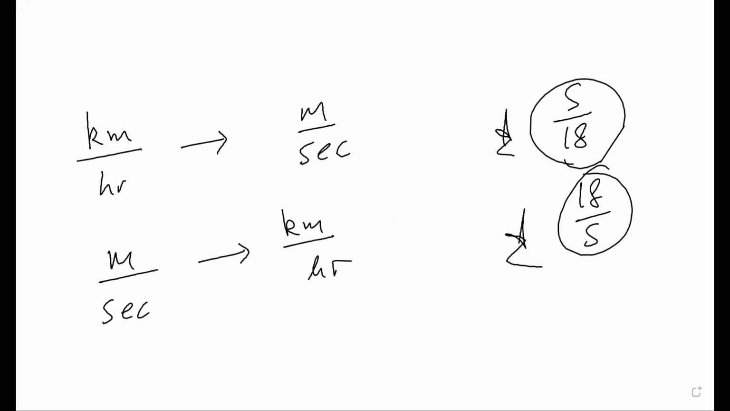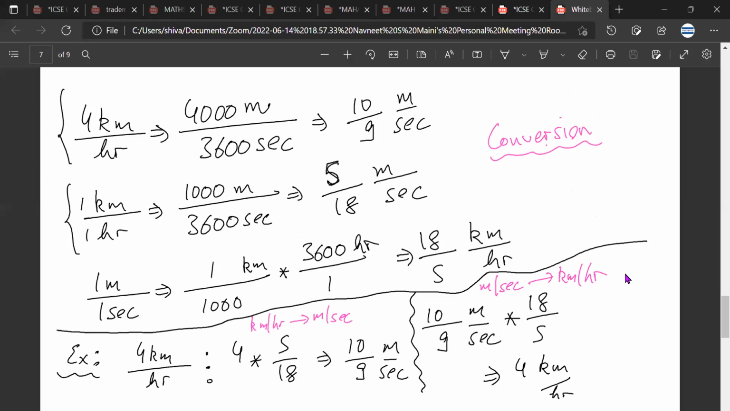The logic is, okay. So this is the logic. So for example, I have to, and please ask question if there is any doubt, because this conversion is tricky, confusing, important. So for example, if I have 4 km per hour and I have to convert this into meter per second.